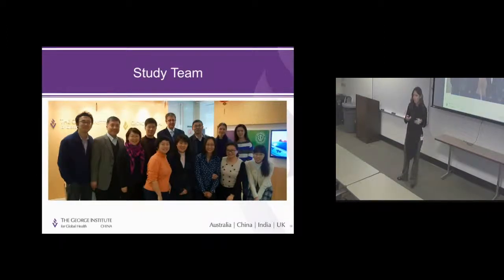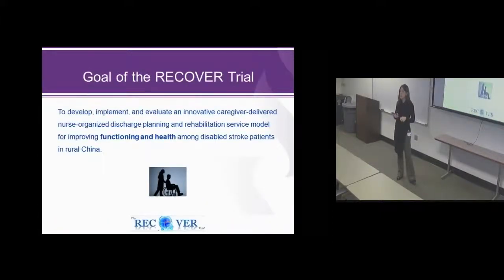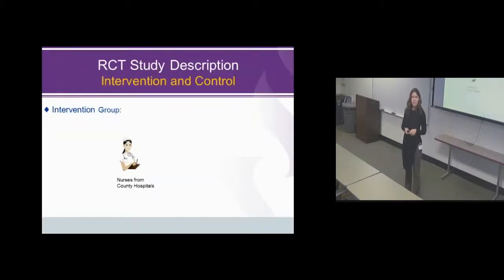talk about how would this really translate to these rural provinces, and I'll tell you which one. So the goal of the RECOVER trial is to develop, so it hadn't been developed, it was conceptualized, but to develop and then implement and test this caregiver-delivered and nurse-facilitated discharge planning and rehabilitation service model. And as I mentioned, we were originally hoping it was an early supported discharge model, but we're now recognizing it's definitely a component of discharge planning and then continued rehabilitation in the home. The focus primarily on function and health, and again, among disabled stroke patients. So I'll talk about inclusion criteria just briefly in a couple slides.